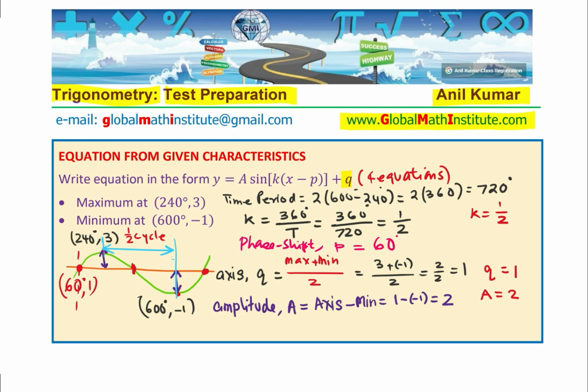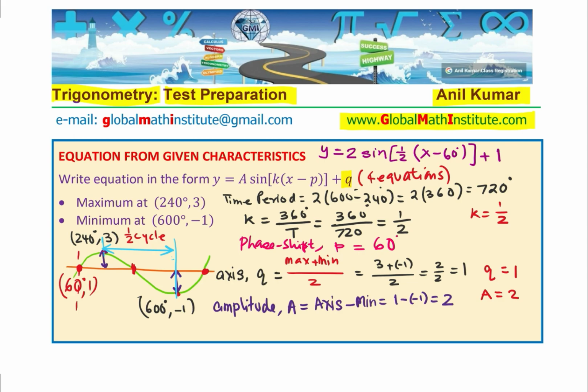So now, can you write down the equation, please? For the sine wave, we complete this solution and write down the equation as y equals the value of a, which we just calculated, 2, sine, k is half, x minus p, which is 60 degrees, and the axis of symmetry is moved 1 unit up, correct?